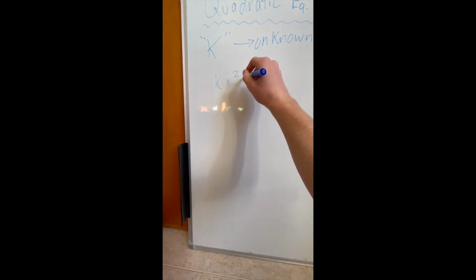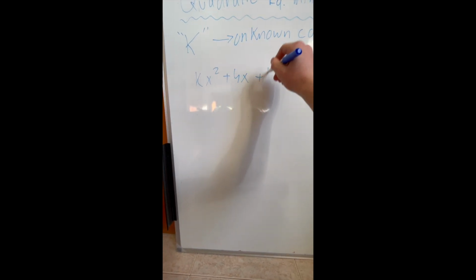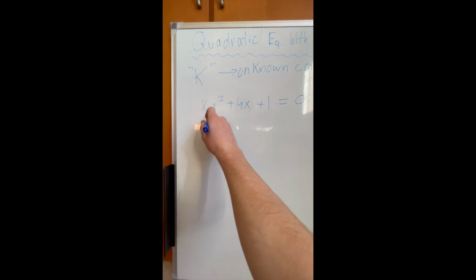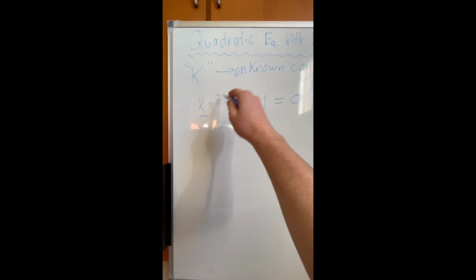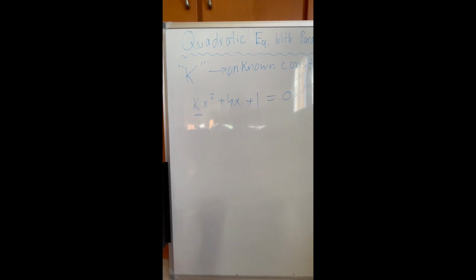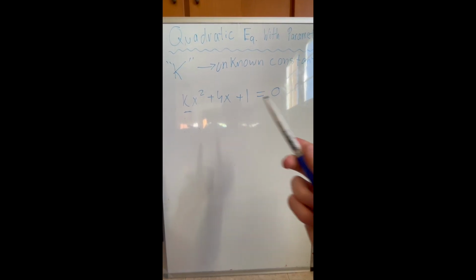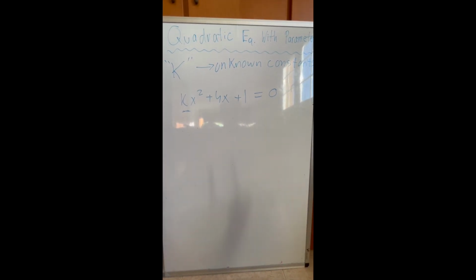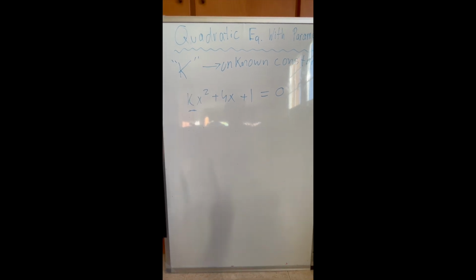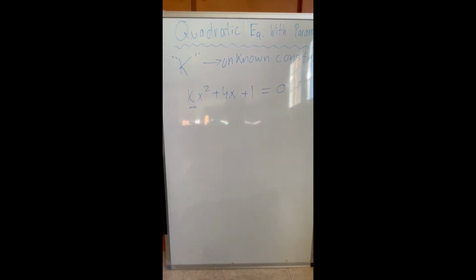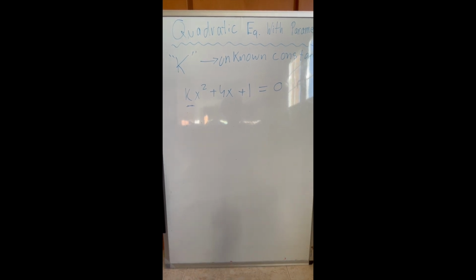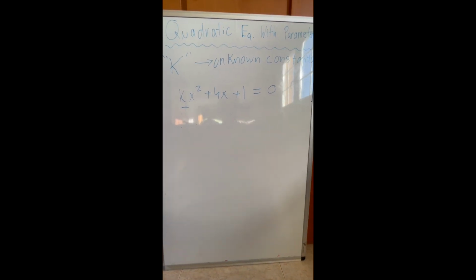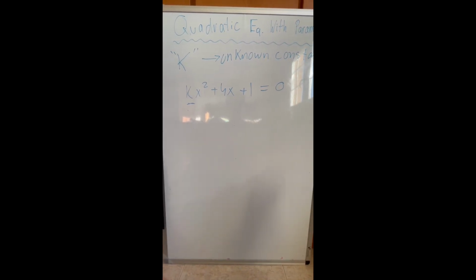kx squared plus 4x plus 1 is equal to 0. Here, the coefficient of x squared, k, is a parameter. Instead of being a fixed number, this k can take different values, such as -1, or 2, or 300, or 4.5, etc. We solve these equations like any other quadratic equation, using methods like factorizing, the quadratic formula, or completing the square, but our solutions will depend on the value of k. Let's work through an example step by step.